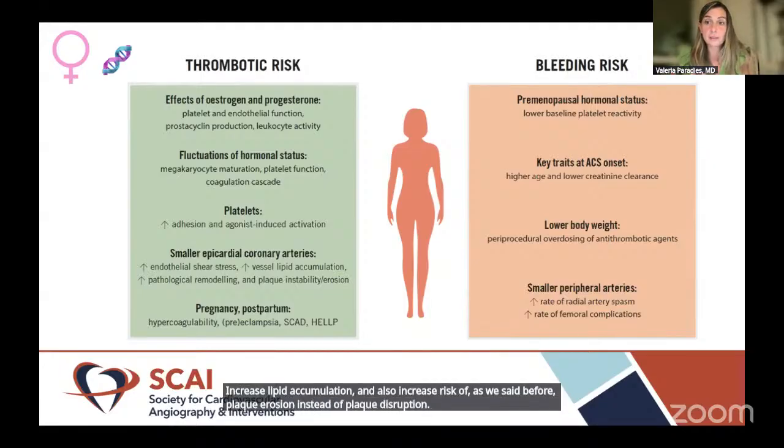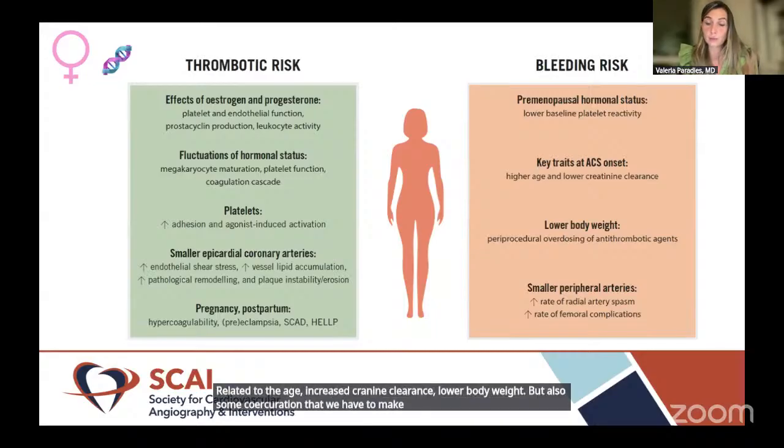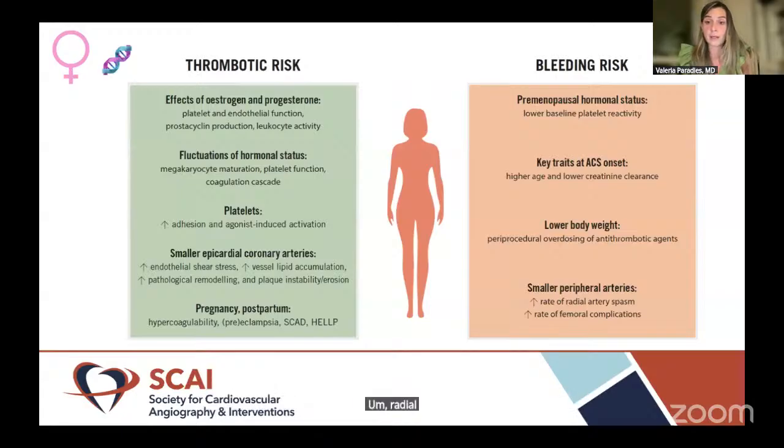And when we look at the bleeding risk, there are some key features of women presenting with ACS related to the age, increased creatinine clearance, lower body weight, but also some consideration that we have to make according to looking at the smaller peripheral arteries, so increased risk of radial artery spasm and increased rate of femoral complications.